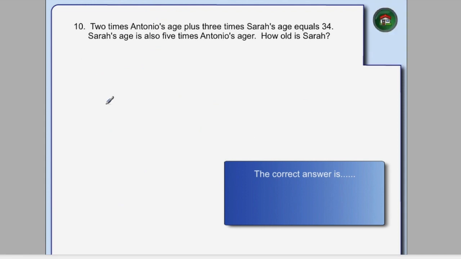Alright, 2 times Antonio's age plus 3 times Sarah's age equals 34. Sarah's age is also 5 times Antonio's age. So just say age. How old is Sarah? Alright, so you've got 2 ages. A is Antonio's age, and S is Sarah's age.